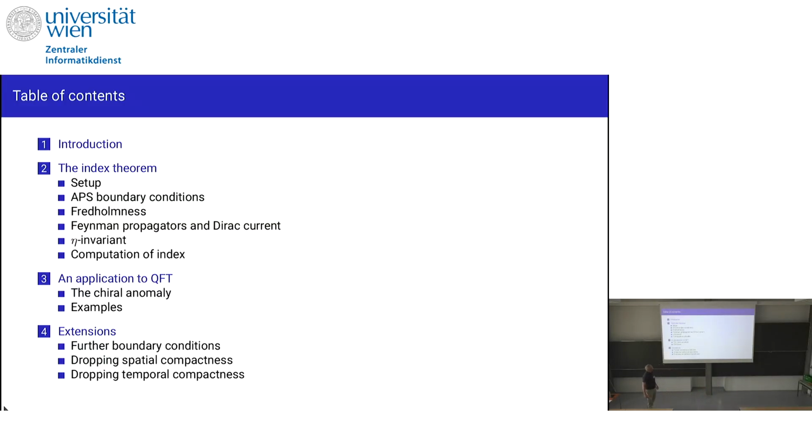So the outline of the talk is as follows. After a brief introduction, I will discuss the index theorem in some detail. We will discuss the boundary conditions that we will impose to get Fredholmness. We will see how Feynman propagators enter into the game and how the index can be computed. Then I will sketch an application to quantum field theory. This has been announced by Michal already, and so I have to talk about it. And then in the end, depending on how much time is left, I will discuss a few extensions and generalizations.